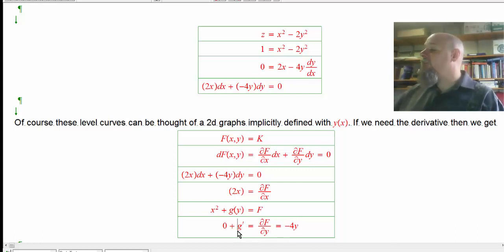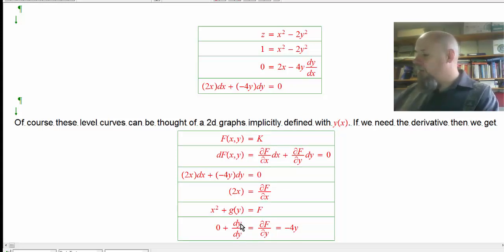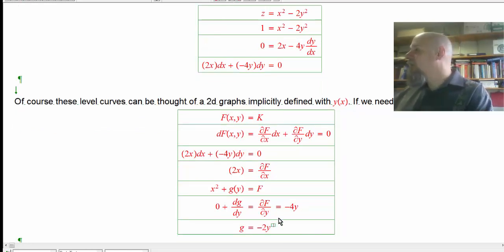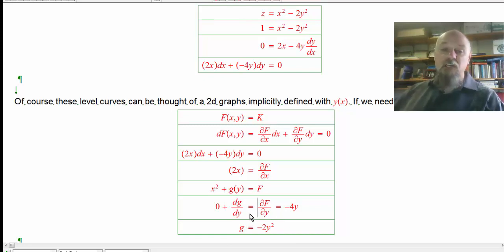G prime, let's replace that, be a bit more specific. It's the derivative of g with respect to y. So if the derivative of g with respect to y is minus 4y, then g must be equal to minus 2y squared. I just integrated both sides with respect to y. Notice, I didn't use the funny d's here because g is only a function of y. If I'm differentiating g with respect to y, that's its only variable.